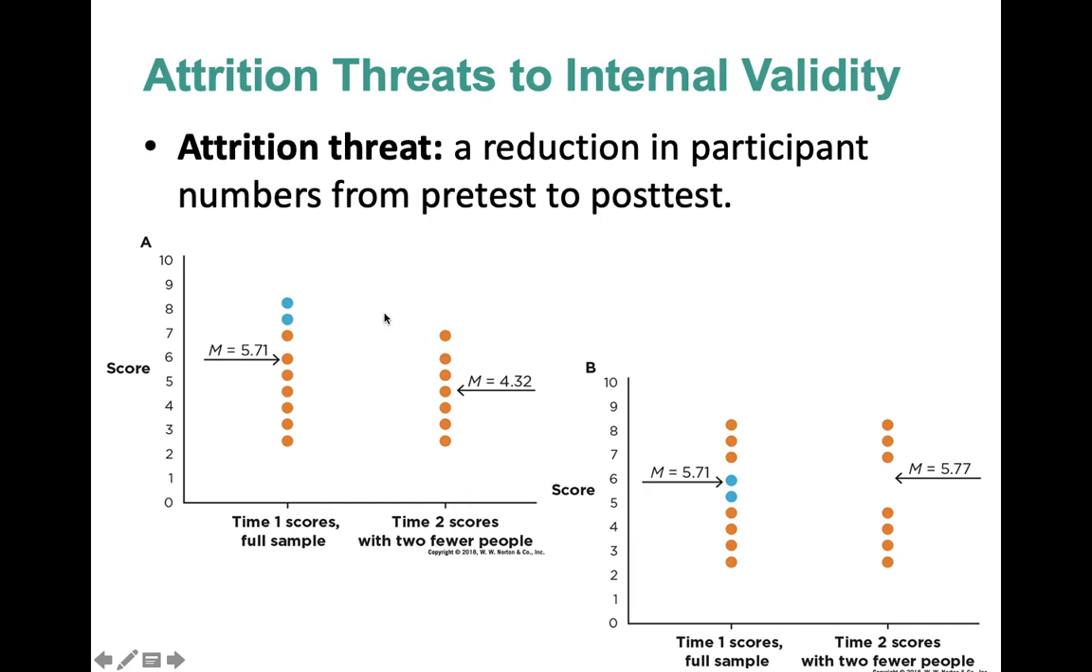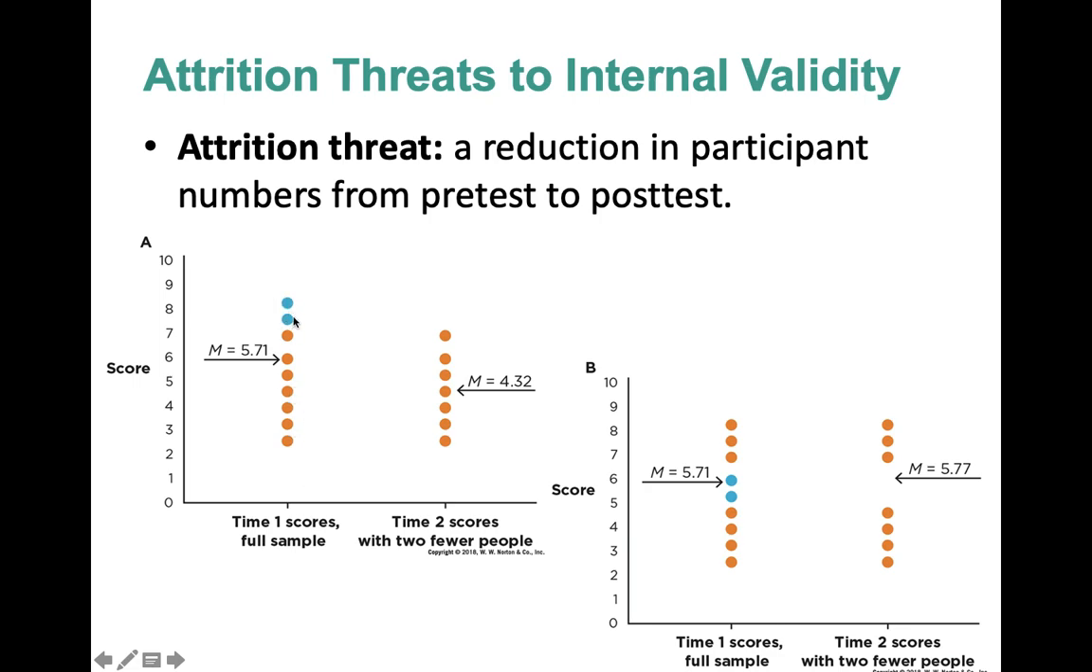So they're present at time 1, they drop out of the study, and then they're not there at time 2. So that's systematic attrition, when you get people on the extreme end of the distribution that are more likely to drop out. The people that have especially high scores or especially low scores are systematically more likely to discontinue.